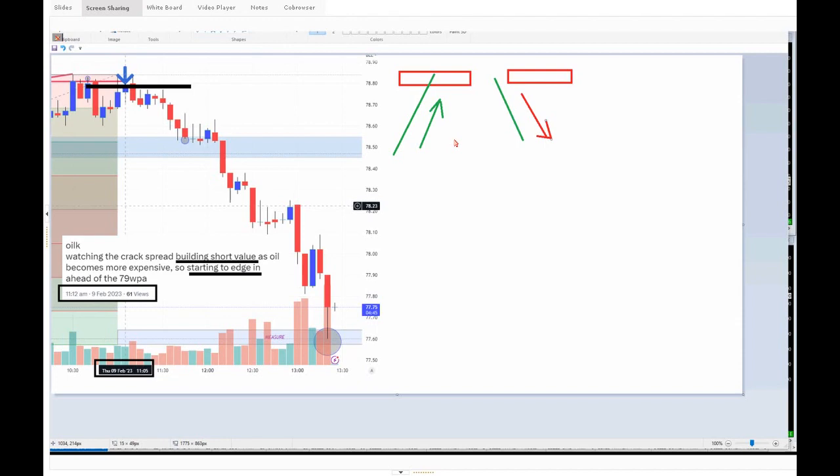Because if you turn it around a little bit and we say to you guys, well, what would you do? In this situation up here, the value is building for the big sell. You can see that because that's what we tweeted. Short value as oil was starting to become more expensive and the crack spread is building value in the short sell. So the value is doing that. It's dropping off, right? The value is dropping out of this area here. So how are you going to get your trade on?